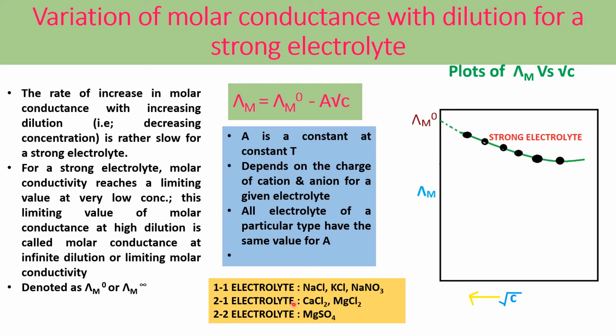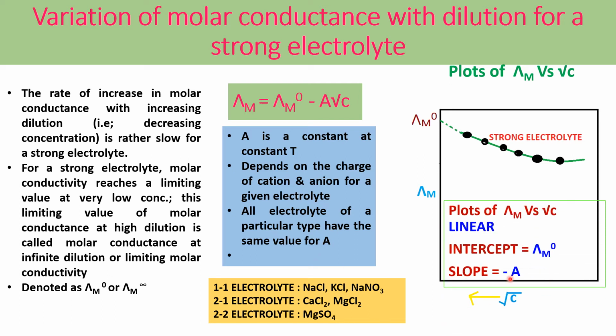2:1 electrolyte, that is calcium chloride, magnesium chloride. Here the calcium oxidation state is +2 or its valency is 2, and for chlorine it is 1. So it is a 2:1 electrolyte. These types of electrolytes have the same value for A. Okay, and 2:2 electrolyte: magnesium, the valency or oxidation state is 2, and sulfate is -2. So it is a 2:2 electrolyte. The value of A is constant for 2:2 electrolytes. So A is a constant at a constant temperature. A depends on the charge of the cation and the anion in the electrolyte. All the electrolytes of a particular type have the same value for A.